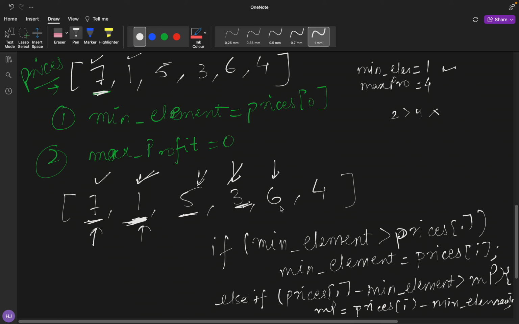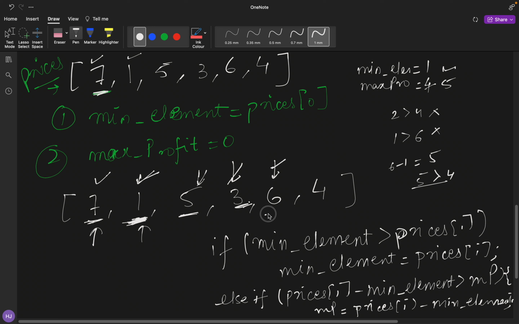So is 1 greater than 6? No. So 6 minus 1 is 5. Is 5 greater than 4? Yes. So I will update my 4 to 5. So I'll update my maximum profit. Okay. So I've got my profit till now.